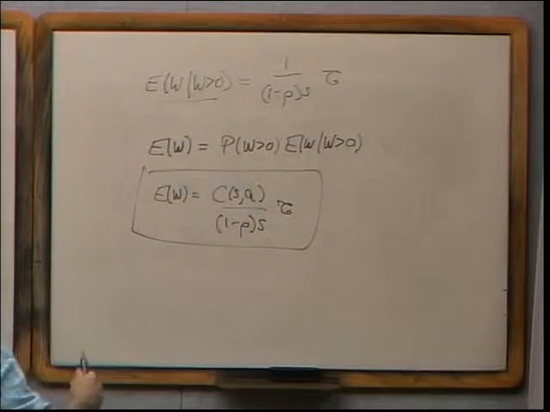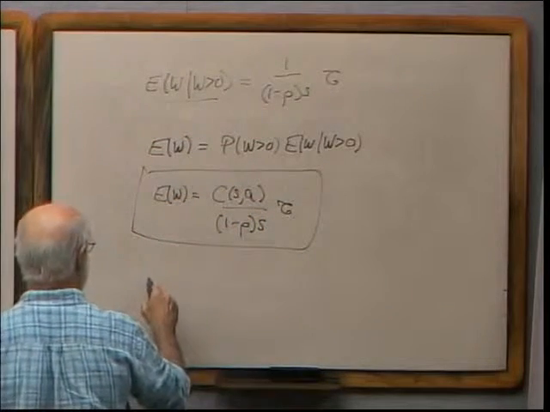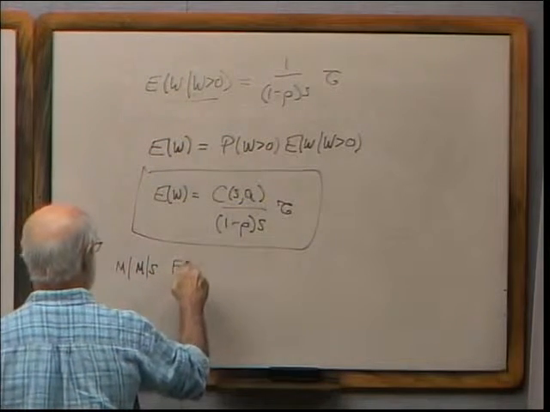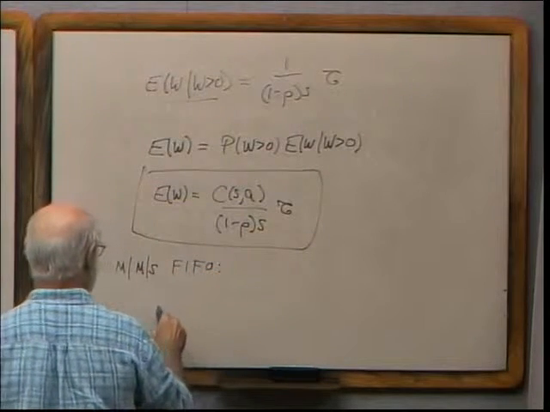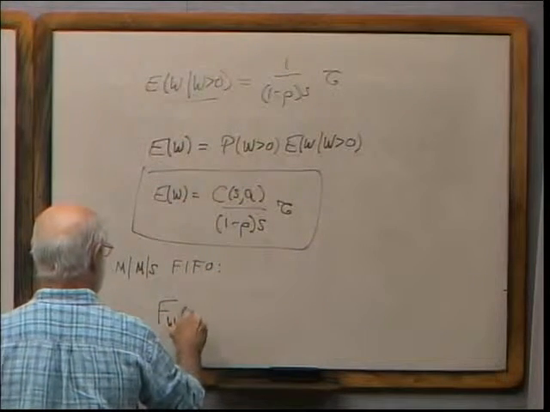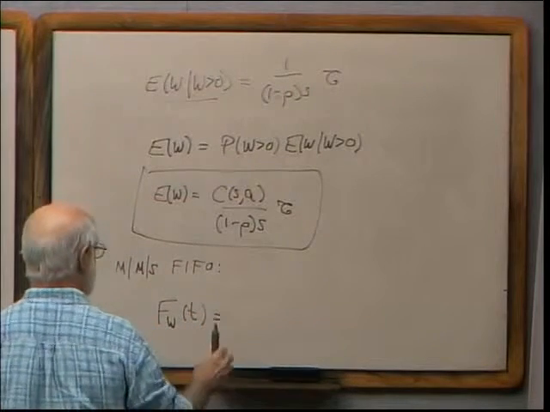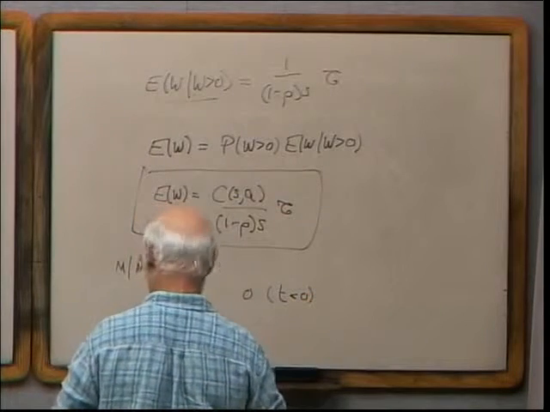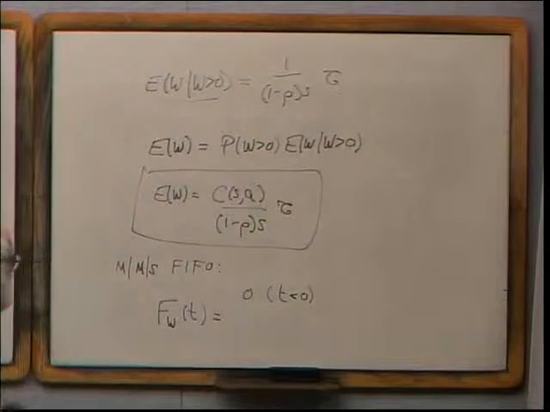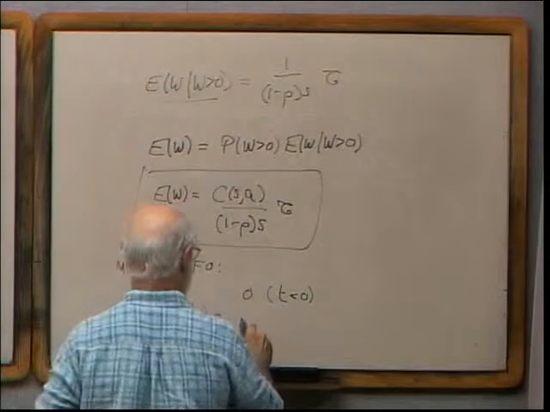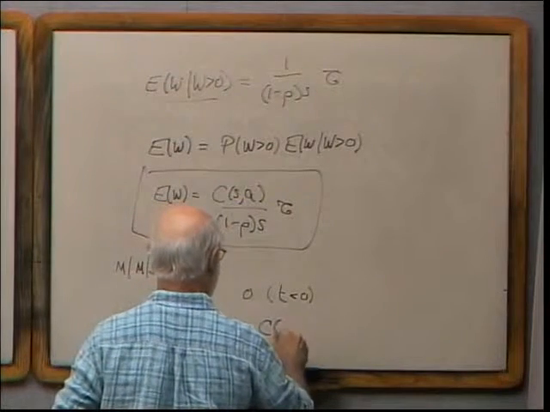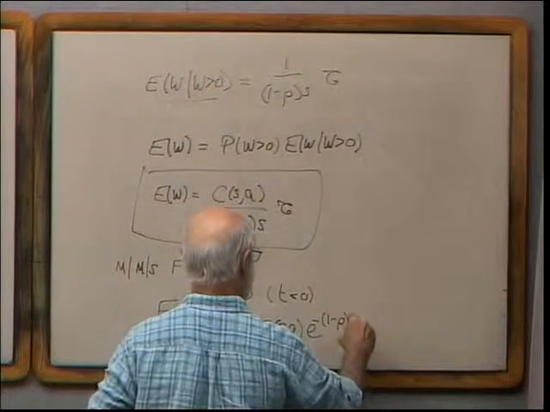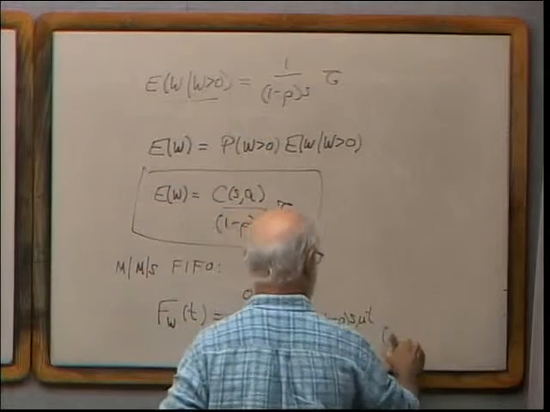Okay, so this means that the distribution function of waiting times for M/M/s FIFO is given by the following. F_W(t) is equal to 0 if t is negative. That's obvious, and in my derivation, I presumed that t was not negative. And it's equal to 1 minus C(s, a) e to the minus (1 minus rho s) mu t, for t not negative.